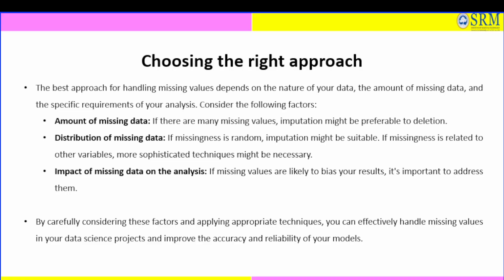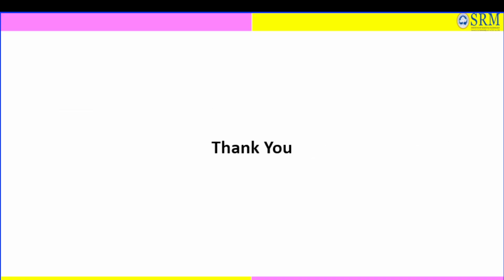The third factor is the impact of missing data on the analysis. If missing values are definitely going to bias your results, then we definitely need to address them. By carefully considering these factors and applying appropriate techniques, we can handle missing values in our data science projects and improve the accuracy and reliability of our models. Thank you.